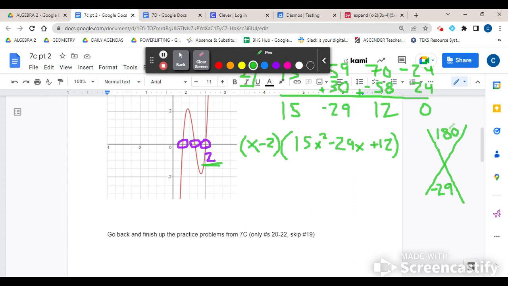So the two factors that multiply into positive 180 and add to negative 29 are going to be negative 20 and negative 9. Negative 20 times negative 9 is 180, and negative 20 plus negative 9 is negative 29. So again, we're going to use the negative 29 to split that middle term up. We still have 15x squared, and we'll go minus 20x, minus 9x, plus 12.